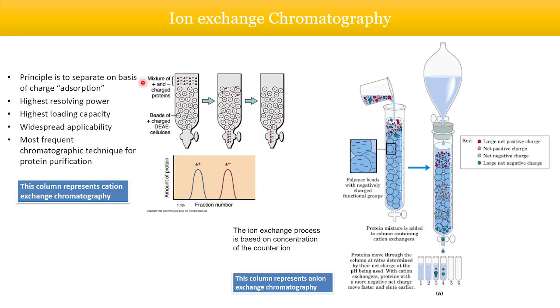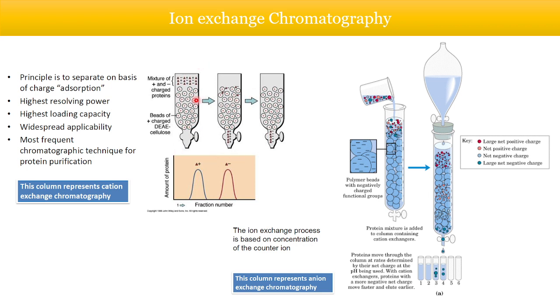Then ion exchange chromatography. The principle is to separate on the basis of charge adsorption. It also has the highest resolving power and loading capacity. It has widespread applications, and it's the most commonly used chromatographic technique for protein purification. So what is that? You charge the beads with different charges. Say you want to separate a protein that is positively charged, so you charge the column with negatively charged molecules, so all the other negatively charged proteins would just elute out, and only it will bind to your positively charged proteins.